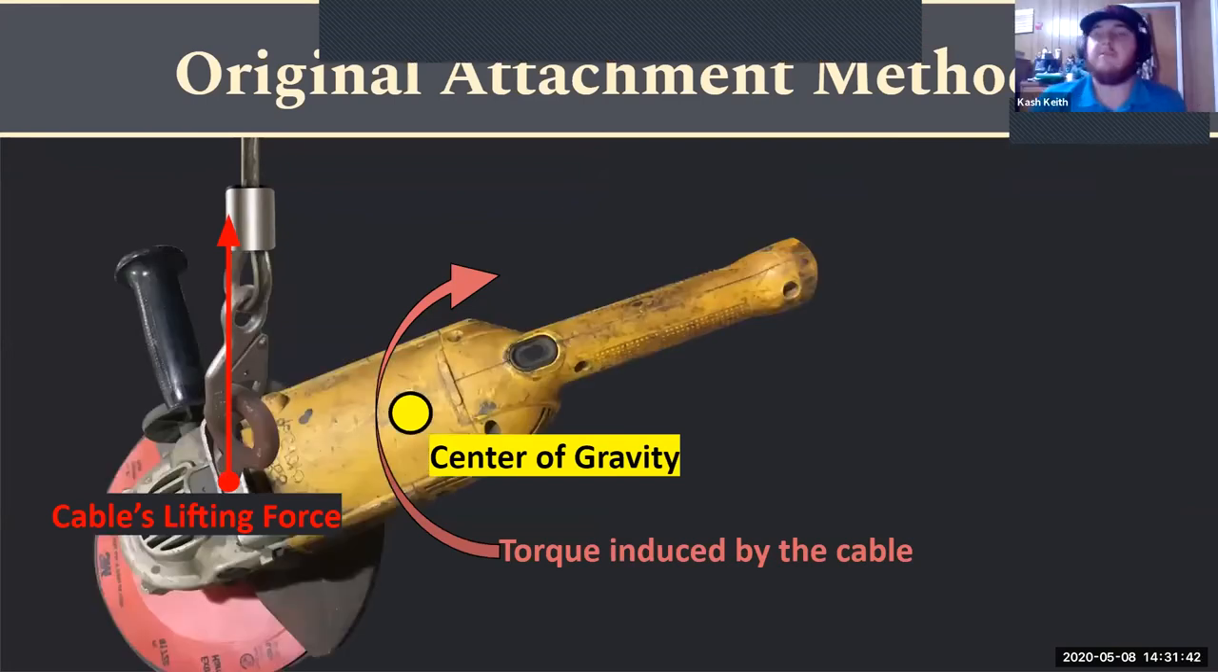All right, so the first problem involves the location of the cable's attachment to the grinder. Because the cable is not in line with the grinder's center of gravity, the cable produces a torque on the grinder. The cable's torque acts against the operator as they twist and angle the grinder, causing extra strain on the operator. Next is a visual of unwanted torque that is produced.